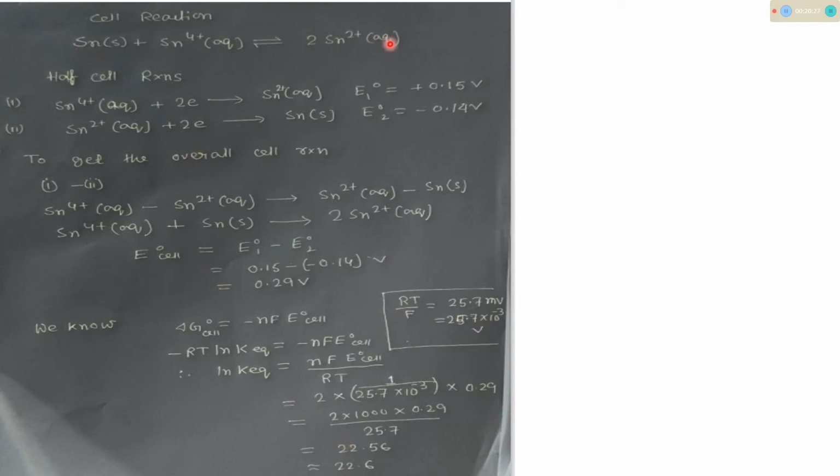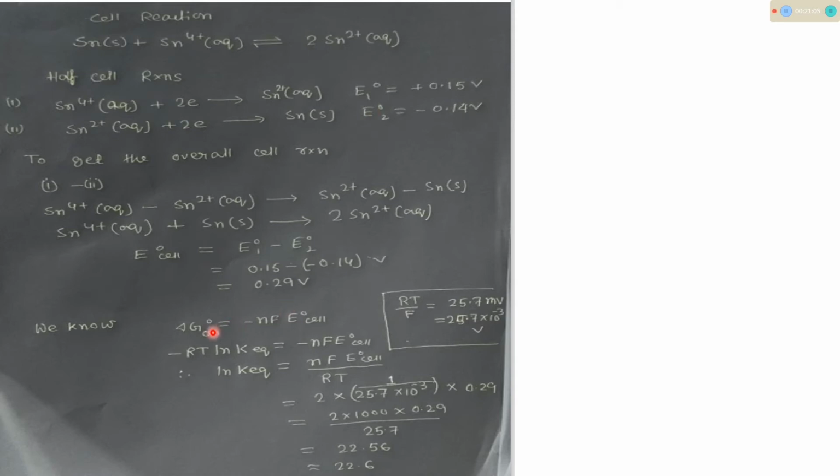So the cell is given, and the half cell reactions are also given. To find the overall cell reaction, we have to do the subtraction. If we subtract equation 2 from equation 1, then we will get the overall cell reaction, and we also have to subtract the reduction potentials. Since we subtract 2 from 1, we also subtract E0 2 from E0 1.